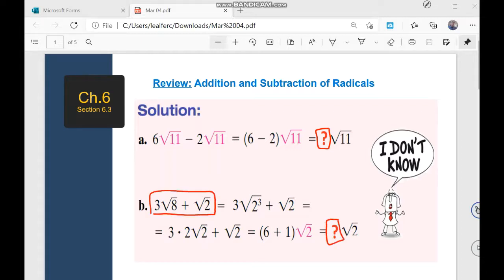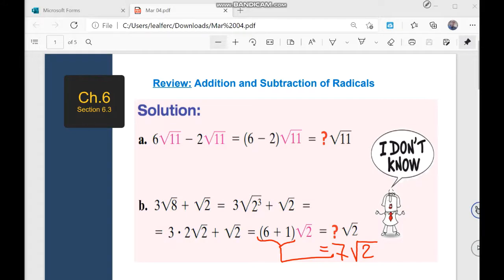We know that the like radicals, for the first one, the like radical is square root of 11. The second one, the like radical is going to be square root of 2, but there's a number missing. Try to find out what is the number. Send me your answers. Let me record.